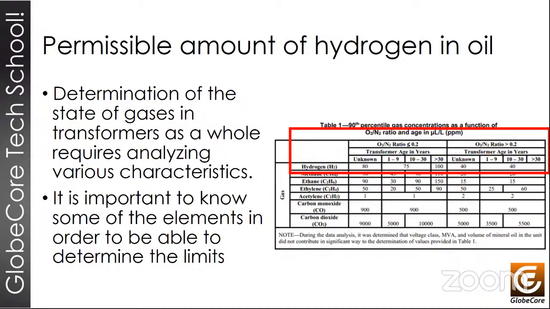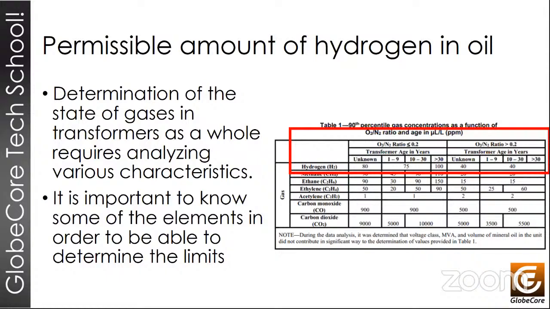The permissible amounts of gases in the transformer depend on various parameters. The first thing that we need to consider is the relationship between oxygen and nitrogen. As we can see in this table, this gives us two large groups. On the one hand, we have transformers with this ratio of less than or equal to 0.2. The other large group includes transformers in which this value is greater than 0.2. And it makes it necessary to know other parameters in order to determine the acceptable limits.